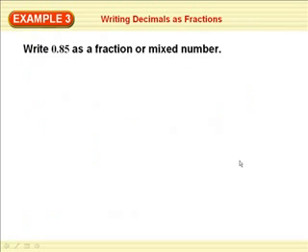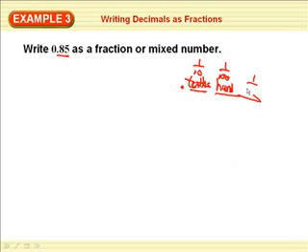Write 85 hundredths as a fraction or a mixed number. So the key to this one is to saying these numbers correctly. And you may need to review your place value. Remember decimal place value? This is the tenths place. This is the hundredths place. And let's just do it with fractions. Tenths, hundredths, and then the thousandths place. So 85 hundredths would be 85 over 100.